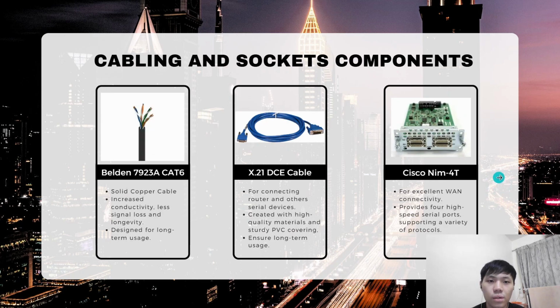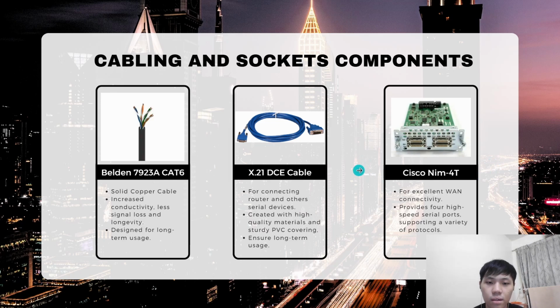Next, I will introduce our cabling and sockets components. We use Belden 7923A Cat6 for its solid copper cable design. It is used to increase conductivity, reduce signal loss, and improve longevity. It is designed for long-term usage.